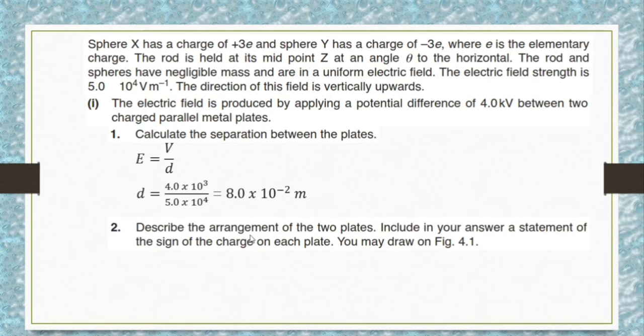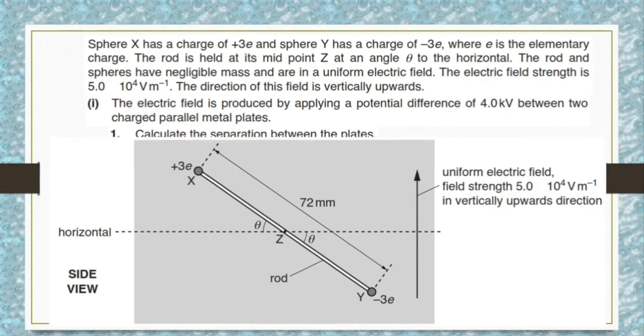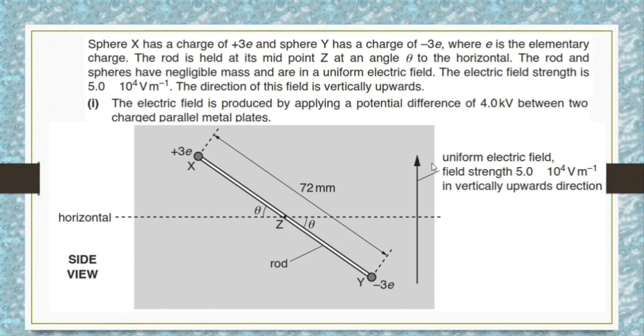The second question: describe the arrangement of the two plates. Include in your answer a statement of the sign of the charge of each plate, and we can draw on figure 4.1. I would like to draw it here. We see here that the uniform electric field with a certain field strength is directed vertically upwards, and we know that the electric field is directed from the positive plate to the negative plate.